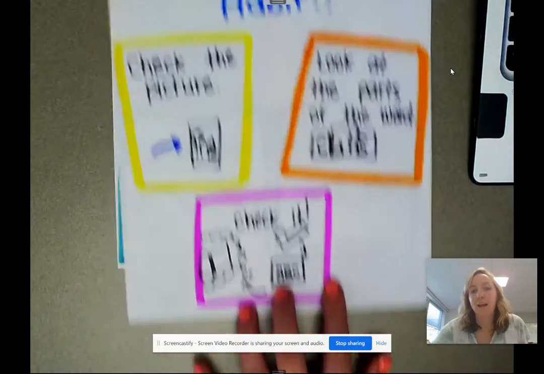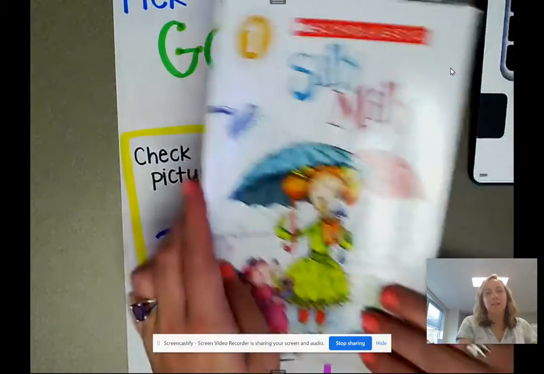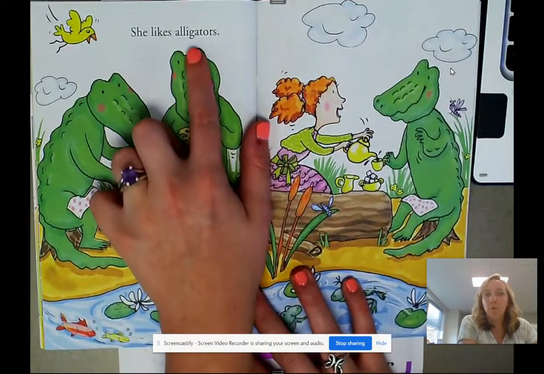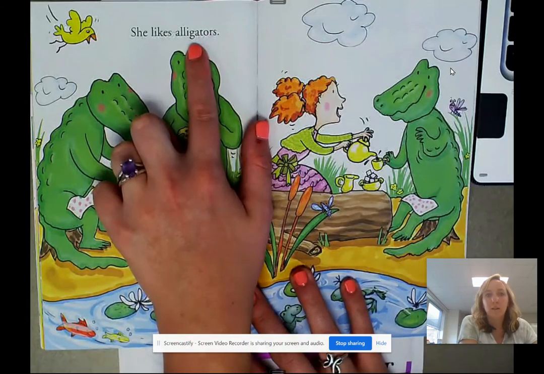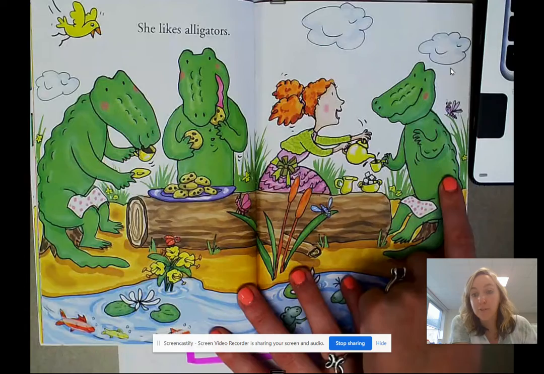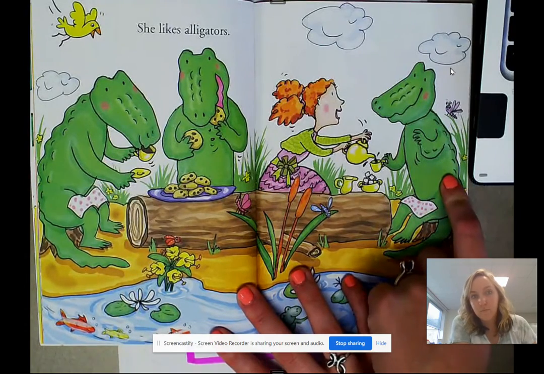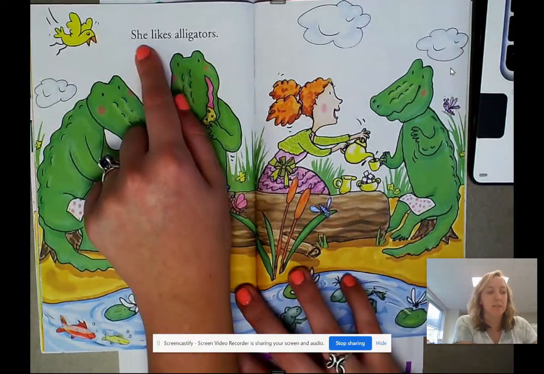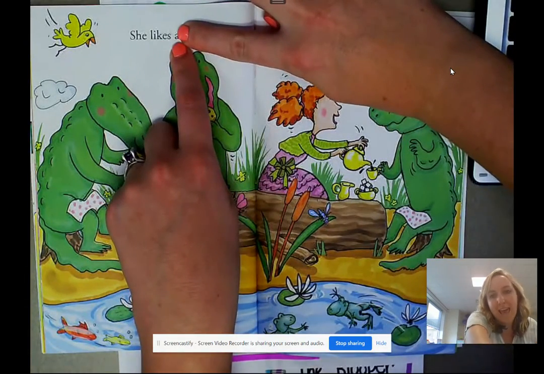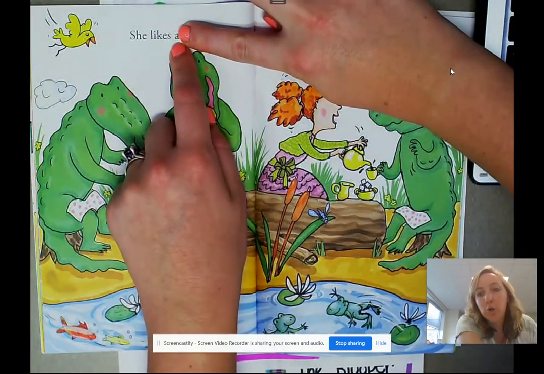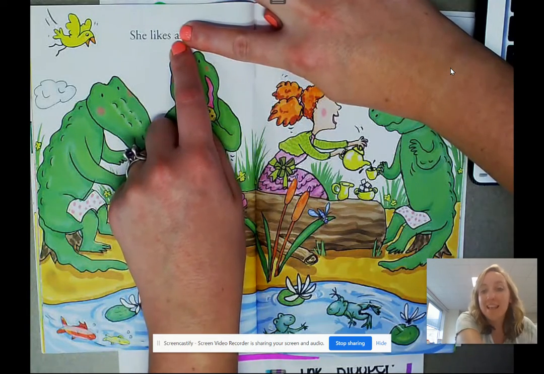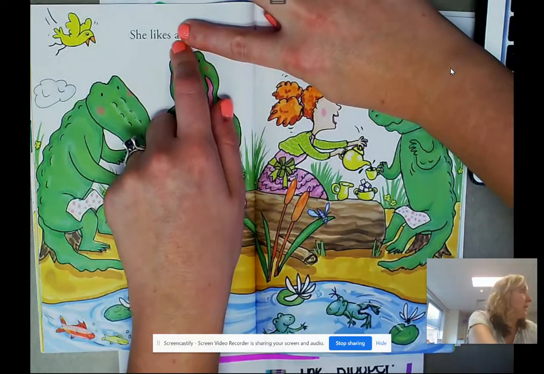So in my book that I last shared with us, it was called Silly Millie. And remember, I pointed it out on this page. If you don't know that word alligator, check the picture. Maybe I thought they were crocodiles instead of alligators. So I have to go back to the sentence. She likes, this word starts with an A. So it cannot be the word crocodiles because crocodile starts with a K, okay, and that's a C. So I know this word cannot be crocodile.